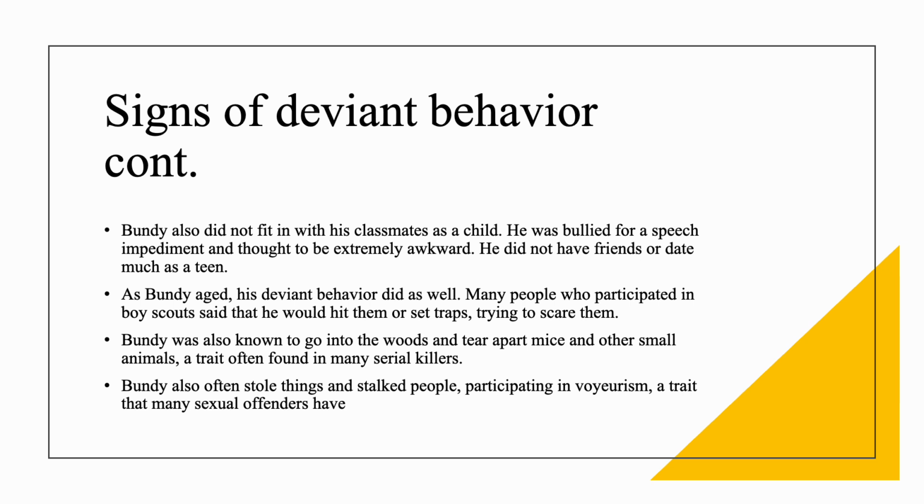As Bundy aged, his deviant behavior also did. Many people who participated in Boy Scouts with him said that he would hit them or set traps and liked to scare people. Bundy was also known to go into the woods and tear apart mice and other small animals, which is a trait found in many serial killers. Bundy also often stole things and stalked people and participated in voyeurism, a trait which many sexual offenders do possess.